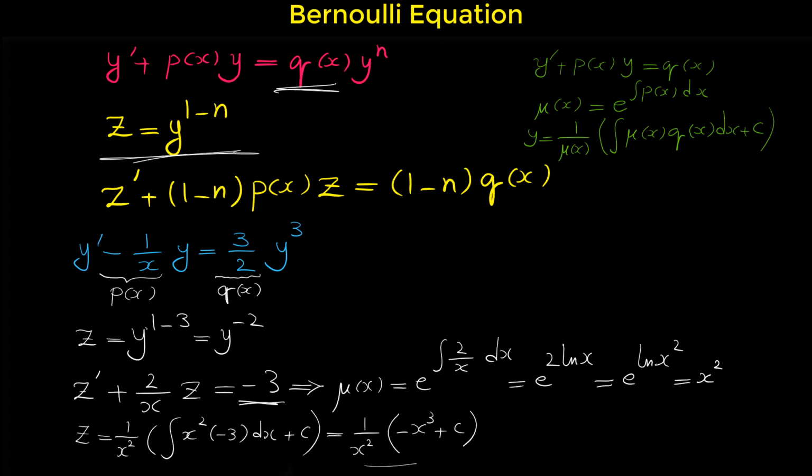But note that this expression is z, but we are looking to find y, because in our original differential equation here, y is the unknown, not z. Now if we replace this z with y to the -2, we get y to the -2 equals (-x cubed plus c) over x squared.